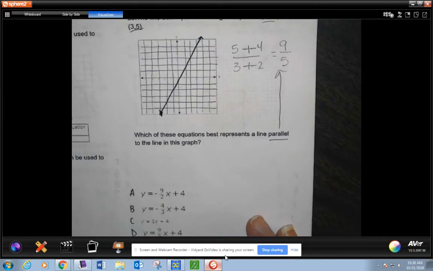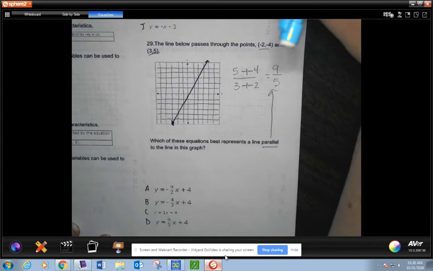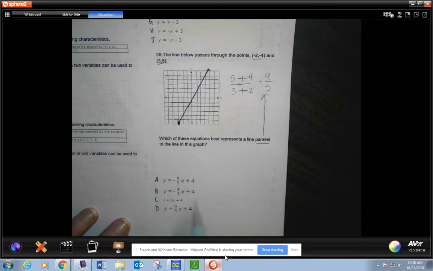So when you look down here at your answer choices, let me zoom out just a little bit. That's not the correct slope, that's not the correct slope, that's not the correct slope. The only correct slope is D. So you have your answer.